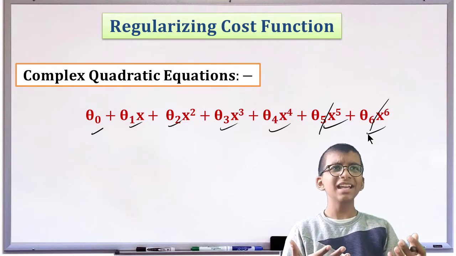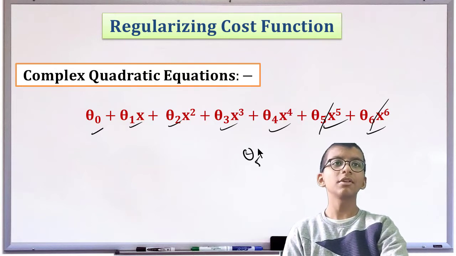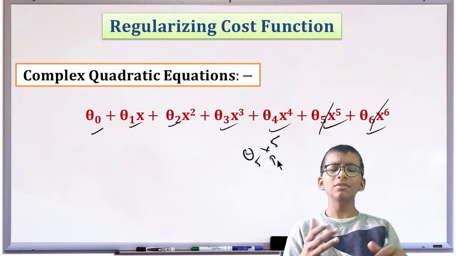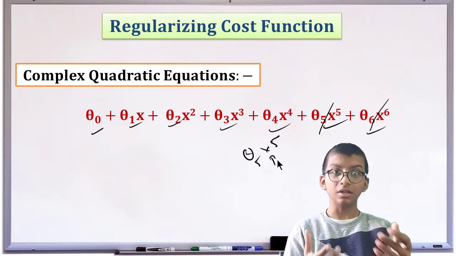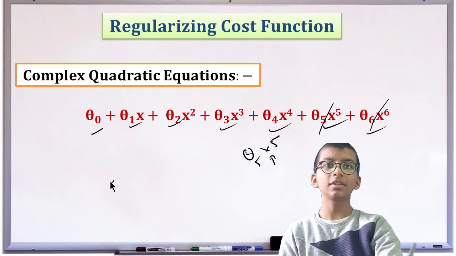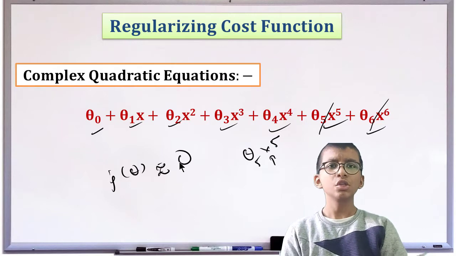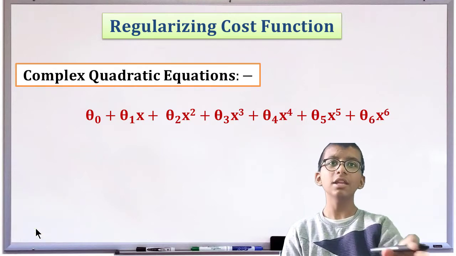Specifically for this equation, what I can do is take theta subscript 5 x, this is the input that we have to regularize, and simply make it near to 0, so theta is approximately equal to 0.